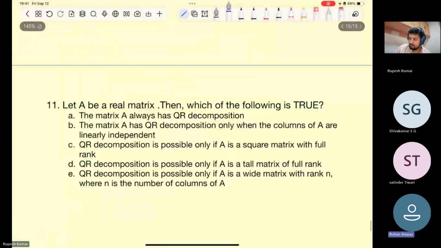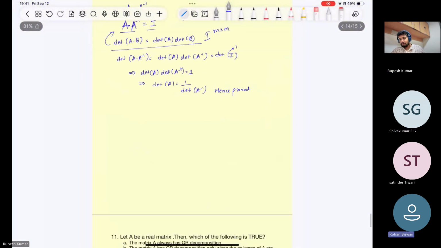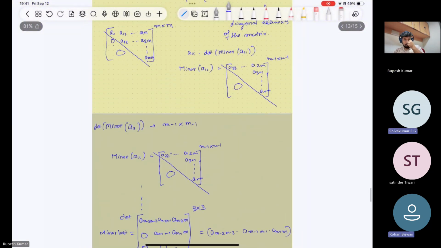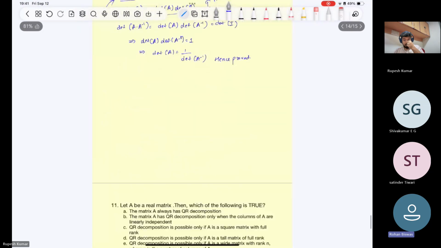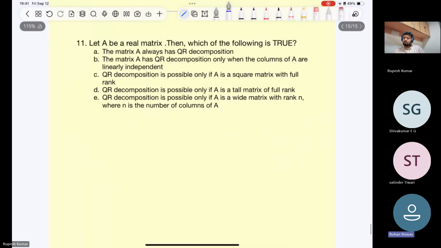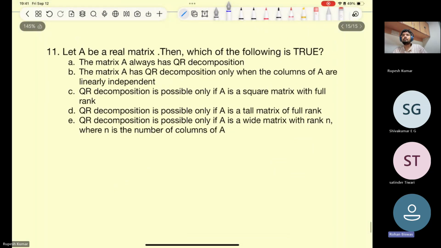Sir, before you move on to the last question, can you just give a recap of what a QR decomposition is? Like, what is the condition? Suppose a matrix you are decomposing into QR, what is the essential condition that needs to be imposed on Q and R? Okay, so wait a minute.